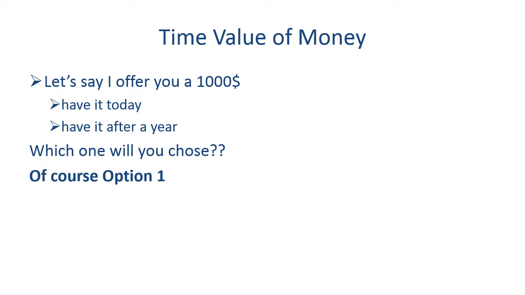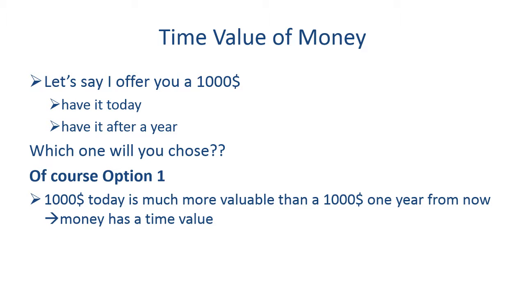This is because you know that you could either invest those $1,000 today to get a higher amount of money after a year, or you could spend that $1,000 to buy something that may be more expensive in future. So, as you can see, $1,000 today is much more valuable than $1,000 1 year from now. That is, money has a time value. The sooner we get, the more valuable it is.